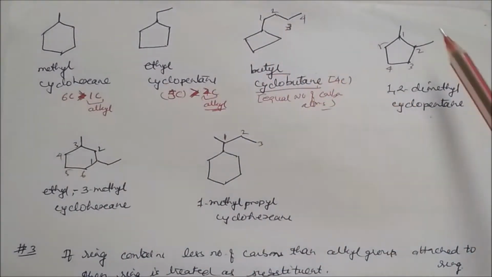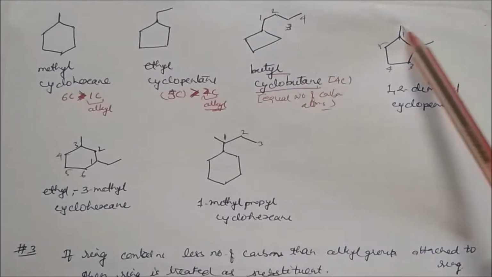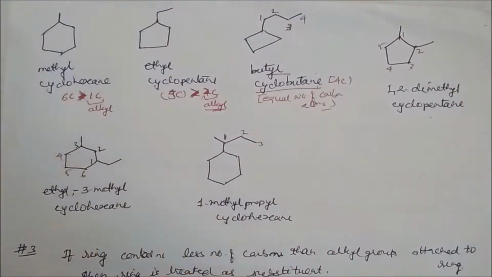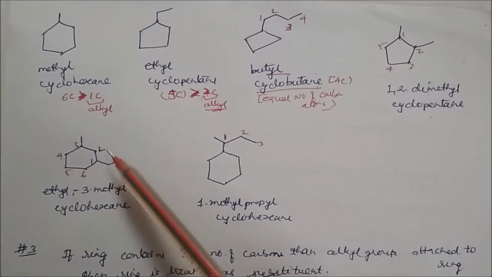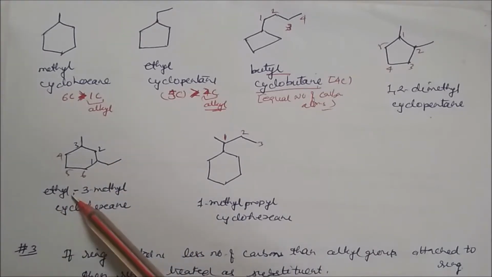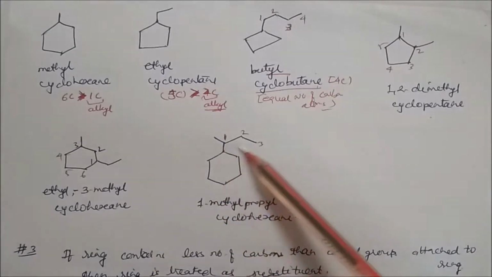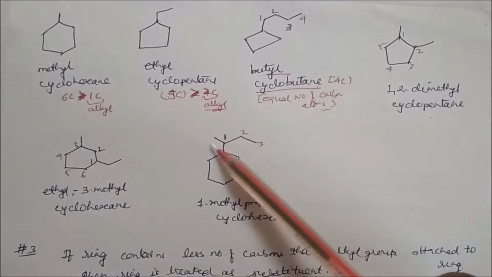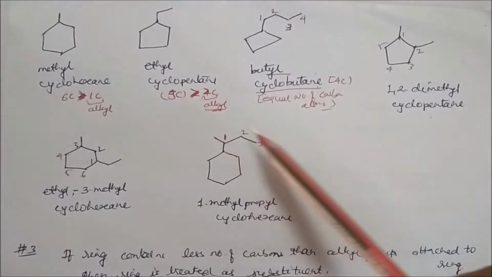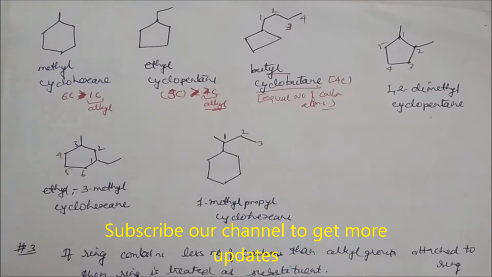Now here there are 2 alkyl groups, so we can write 1,2-dimethylcyclopentane. There are 2 substituents. In this case, you can see methyl and ethyl are there. So ethyl is given priority in alphabetical order. So it is 1-methyl, 3-methylcyclohexane, 6 members are there. And here also this is a complex substituent. So we can write 1-methylpropyl, a complex substituent, and this is normally cyclohexane.